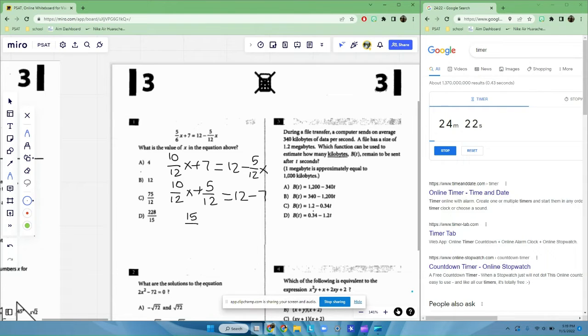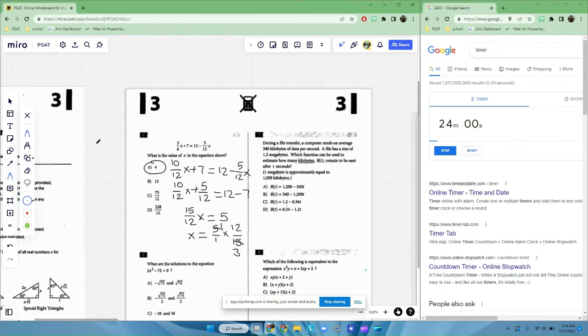Now you add these, you get 15 by 12x. 15 over 12x is equal to 5. X is equal to 5 over 1 times 12 over 15. And you can cross these out. You get 12 by 3. So your answer is A. Next question.